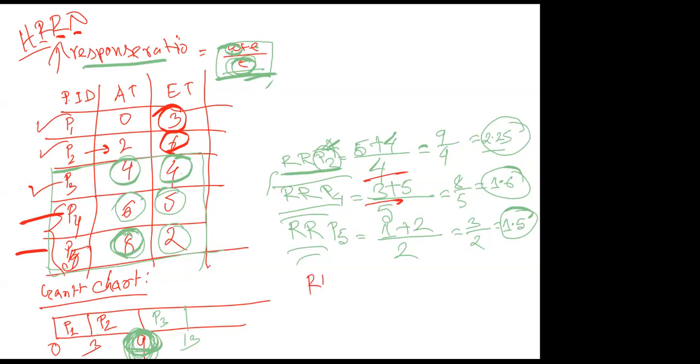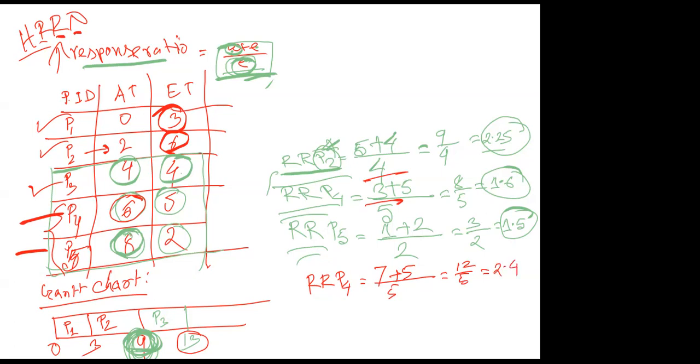So RR, the response ratio, for process P4. How does it look? At first, you need to calculate how long process P4 has been waiting inside the RAM. It arrived at time unit 6. Now the time is 13. 13 minus 6 is 7, plus its execution time 5, divided by execution time 5. It is 12 divided by 5, which is 2.4.